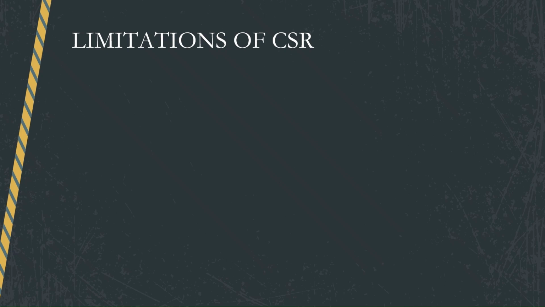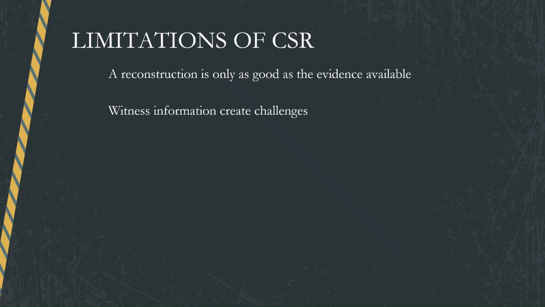Now let's talk about the limitations of crime scene reconstruction. Before we finish, there's one last thing I want you to remember. Crime scene reconstruction is incredibly powerful, but it's not perfect. And that's important to understand. A reconstruction is only as good as the evidence available. If evidence was destroyed, contaminated, missed during the search, or never existed in the first place, there will always be gaps in the reconstruction. Witness information can also create challenges.